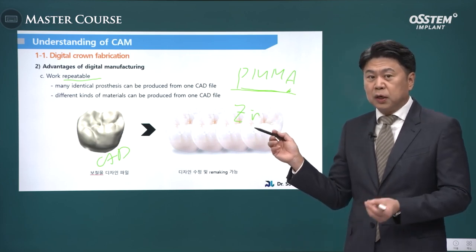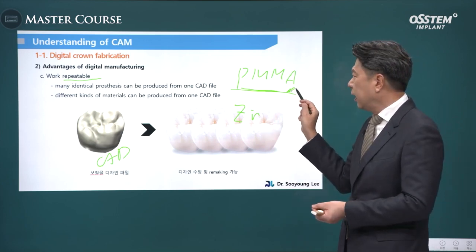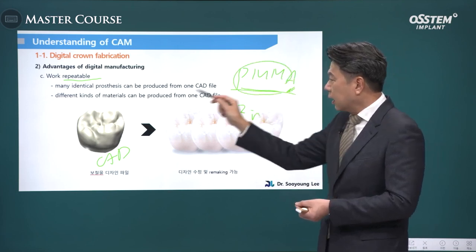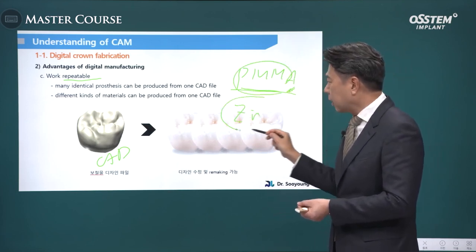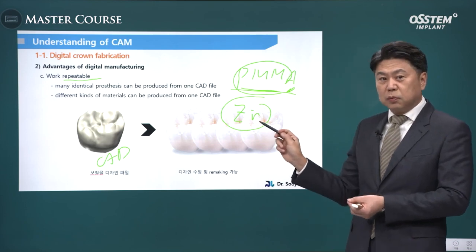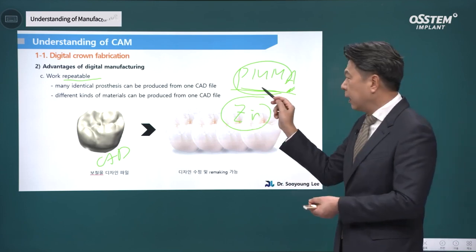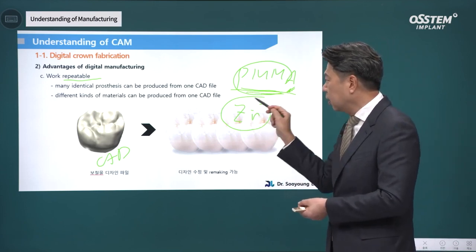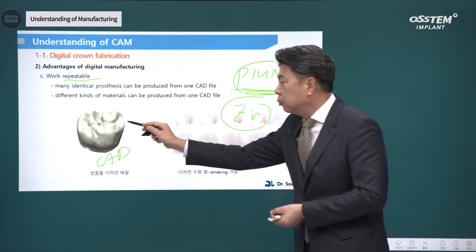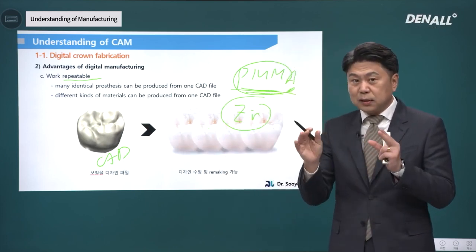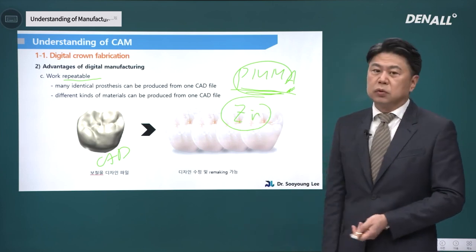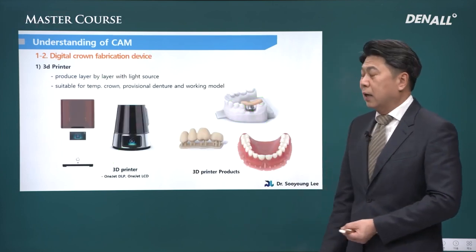If the patient is satisfied, you can use the same data and print it out with zirconia. If there is something uncomfortable with the temporary, before we print out zirconia, by modifying the CAD a little bit, we can do the printout again, which is a great advantage. Let's have a look at it one by one.